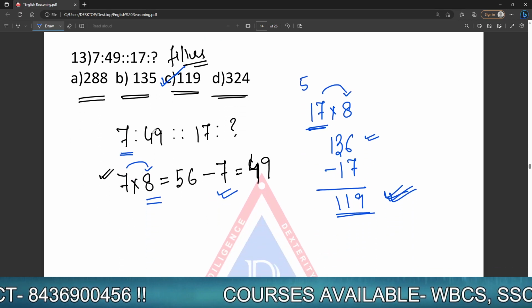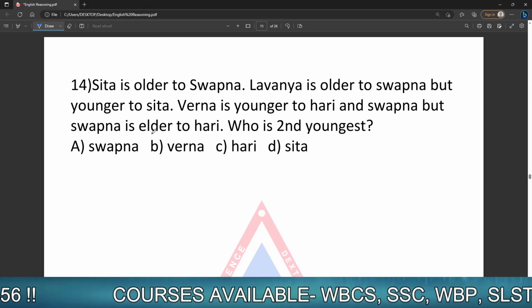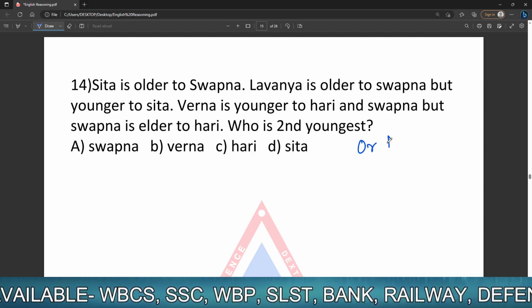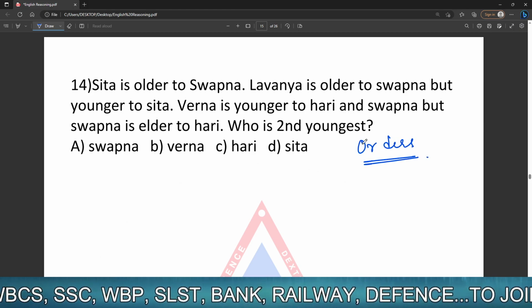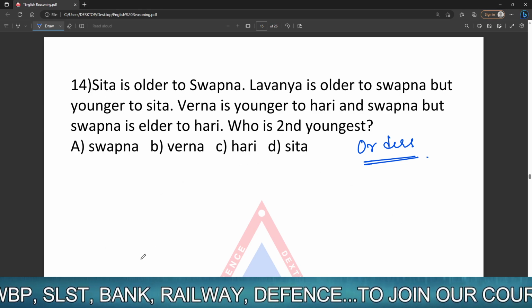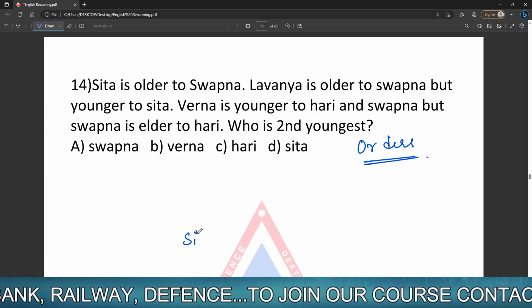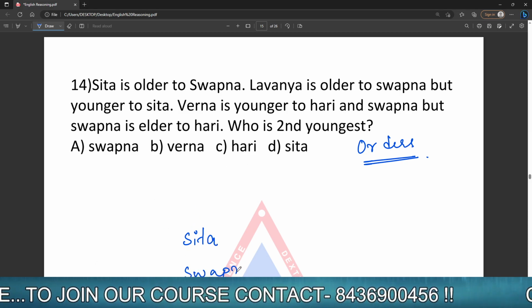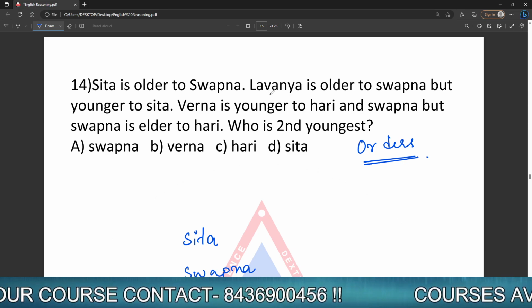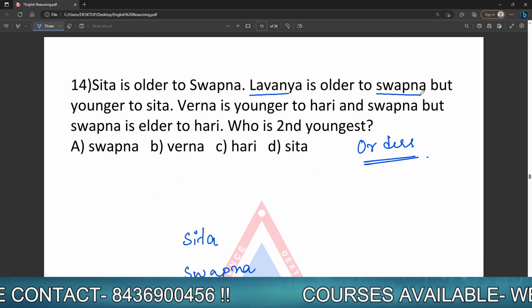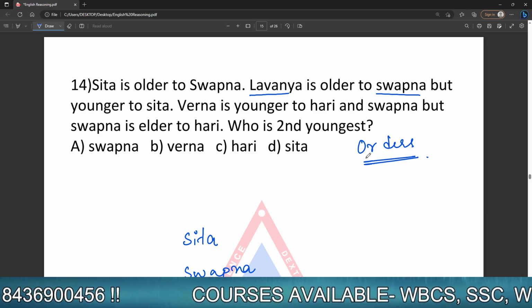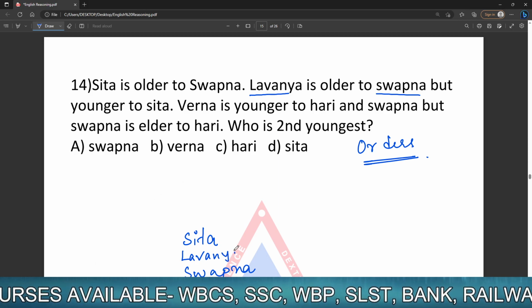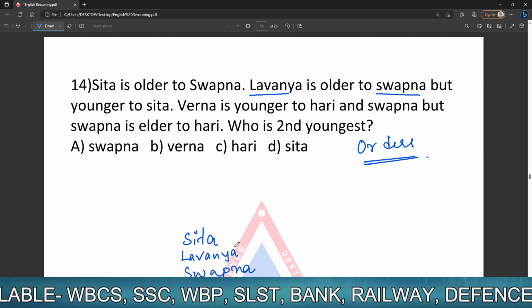Okay? Chalo, next question. The next question is also about order and arrangements. What is given? Sita is older to Swapna. Let's write. Sita is older to Swapna. Then Lavanya is older to Swapna but younger to Sita. That means Lavanya should be here.